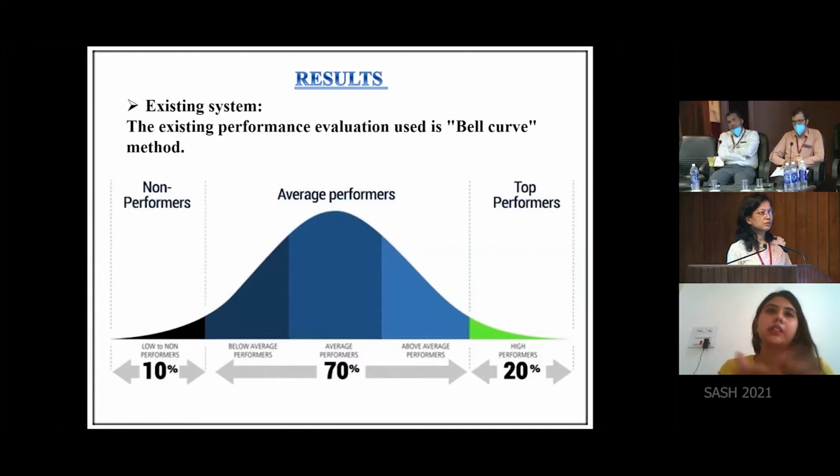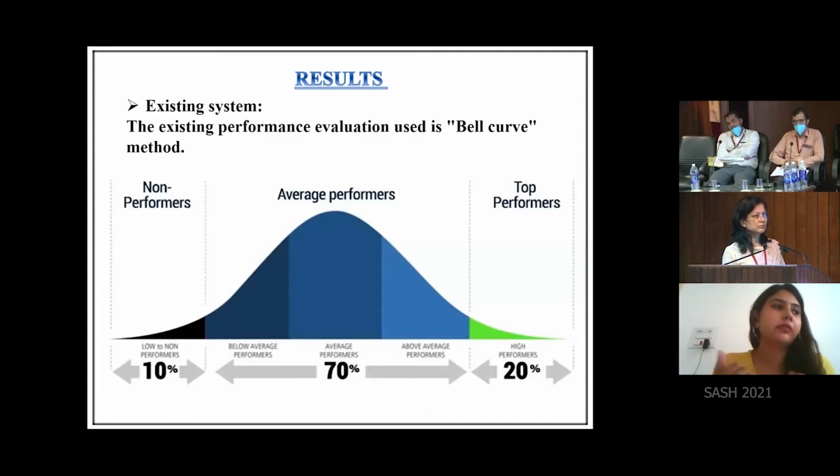Here we can see that in the bell curve method, the first 10% are known as non-performers, where their performance levels are very low, and the majority of the employees fall under average performance, forming the bell curve shape. This comprises 70%, where the initial group can be below average performers, then average performers, and then above average performers. Then the next 20% are the top performers, where the employees give their best and their performance is outstanding.